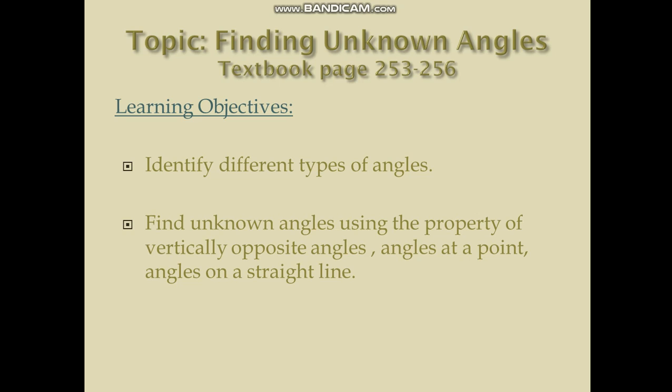Today our topic is finding unknown angles, textbook page number 253 to 256. Our learning objectives are to identify different types of angles, and find unknown angles using the property of vertically opposite angles, angles at a point, and angles on a straight line. Means, first of all, you have to identify the different types of angles given in the figure, and then you have to find those unknown angles using the three properties that you have learned earlier.